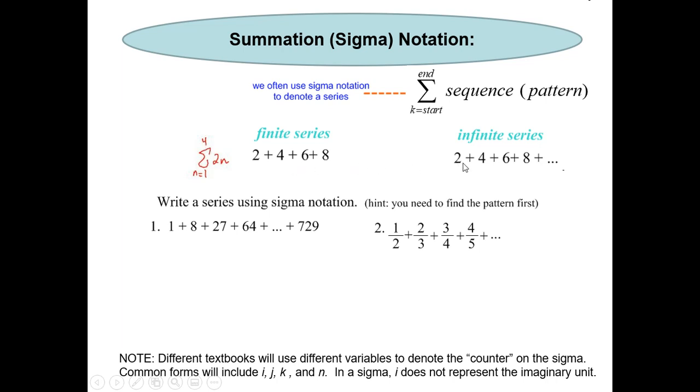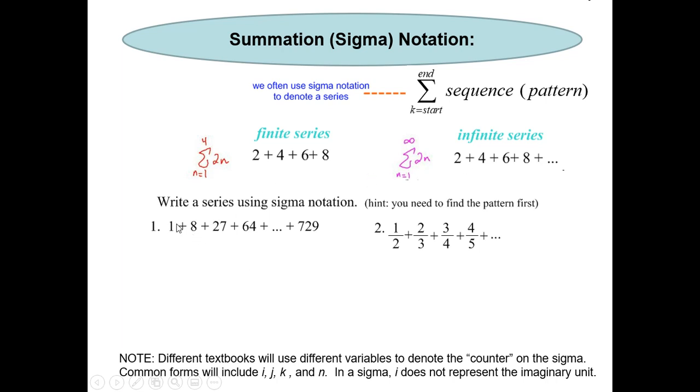An infinite series would be 2, 4, 6, 8, and it goes on forever. We would represent that as the sum from n equals 1 to infinity of 2n. So we're going to add up 2, 4, 6, 8, and obviously that's going to be infinite.